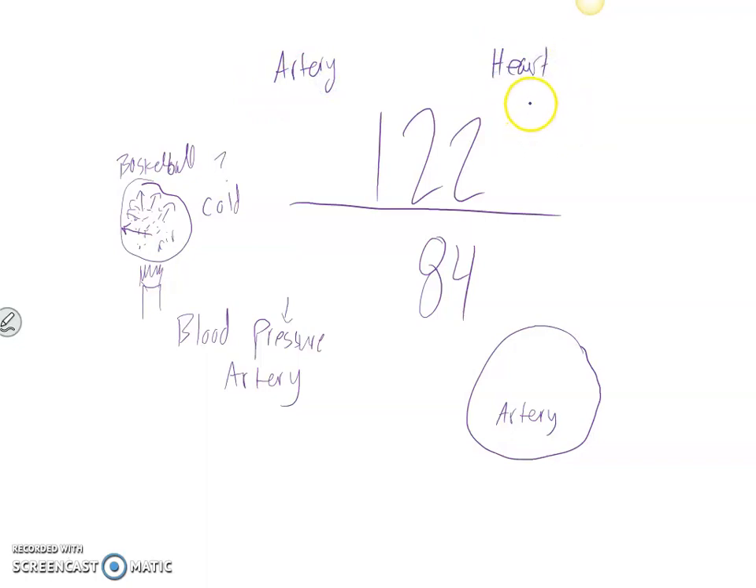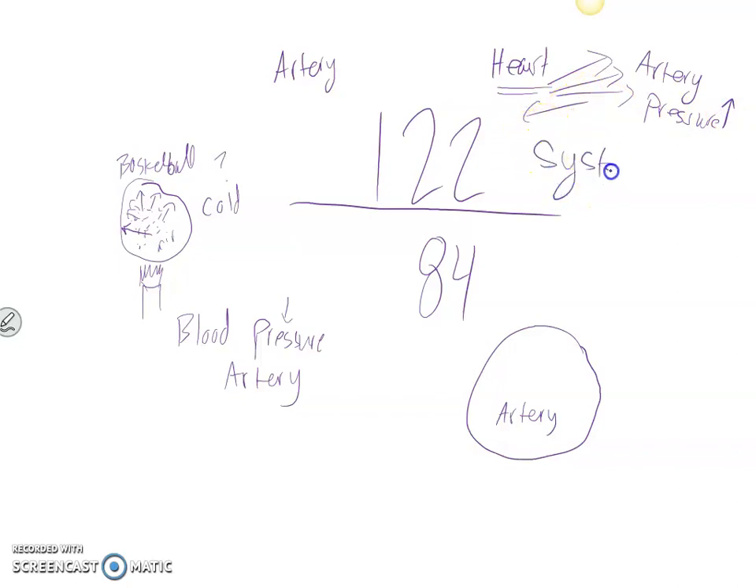So let's do the heart. When your heart contracts, whoosh, whoosh, whoosh, all this blood is leaving into the arteries, which means pressure is fairly high. That is what the top number represents. The top number we call systole. Systole is another word for contraction. That's when the heart is contracting. So when the heart's contracting, we have 122 units of pressure pushing on these arteries.